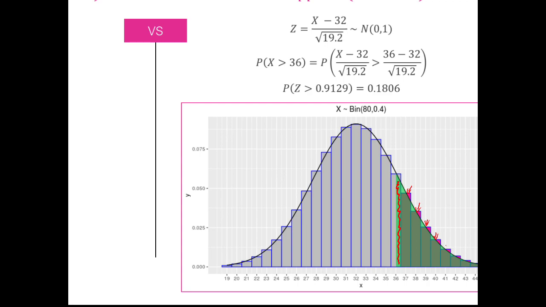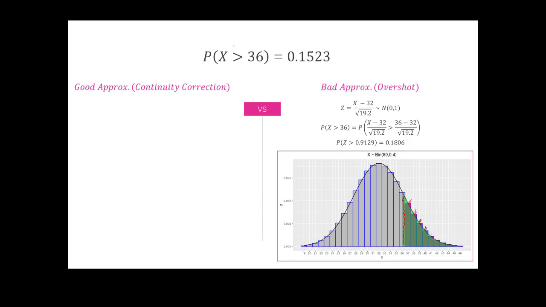So in order to correct that, we need to remove some probability. In the previous case, we needed to add because we undershot. Here, we need to remove because we overshot. And because we're doing a greater than comparison, removing probabilities means adding something to our bound, or pushing our bound to the right, or pushing our bound away from the mean.